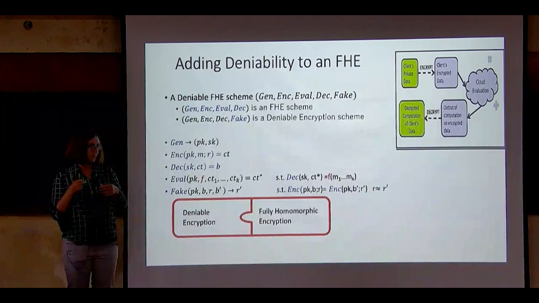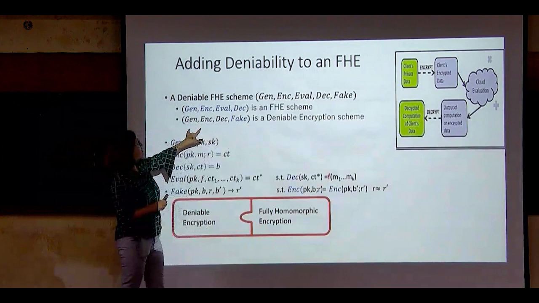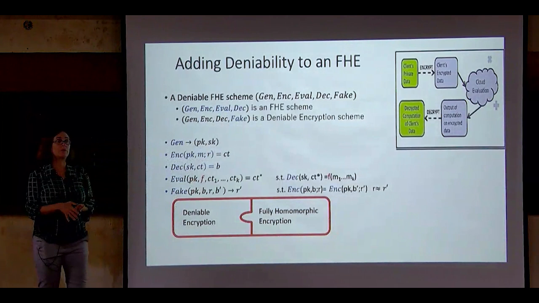Yeah. So somehow we're going to take two schemes. We're going to take a homomorphic encryption scheme and we're going to take a deniable encryption scheme, which just means that there's a fake subroutine, and we're combining them together. So the new system will also be able to evaluate in the cloud and fake. So that is, produce alternative randomness.